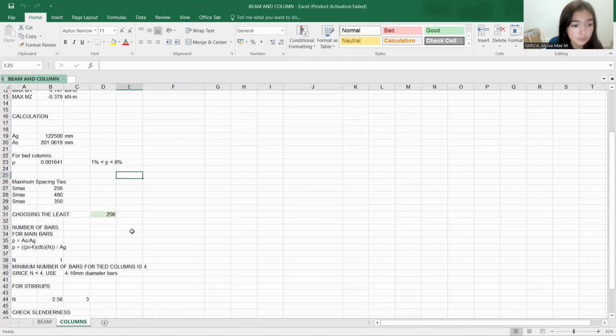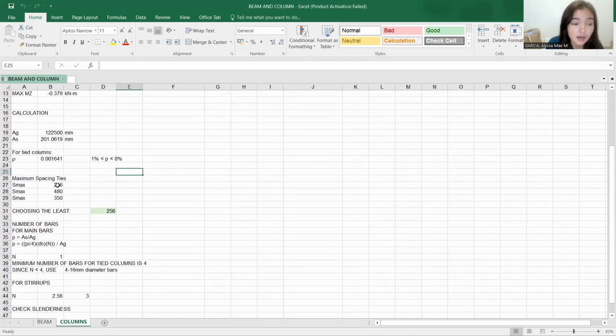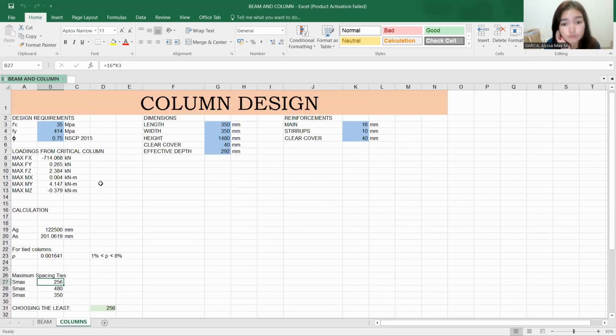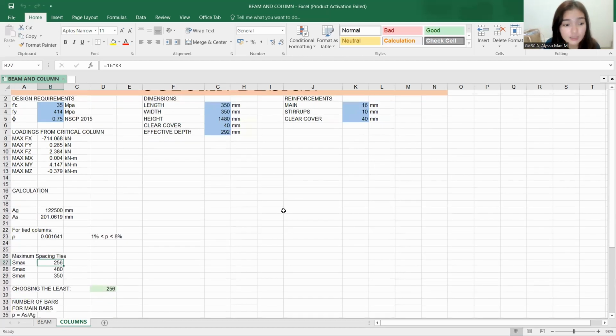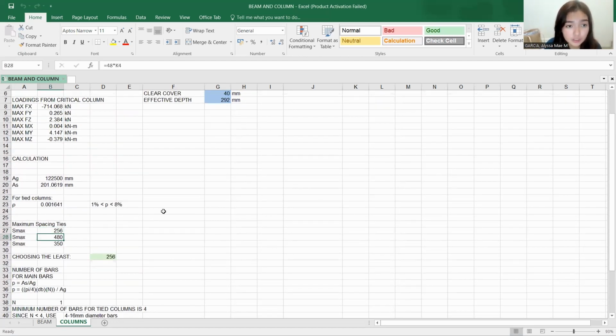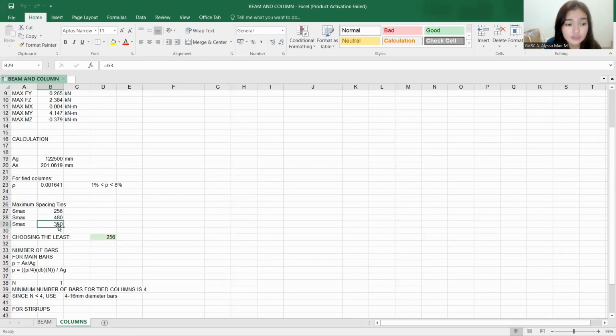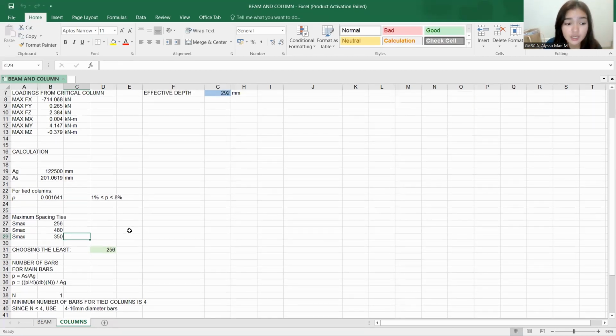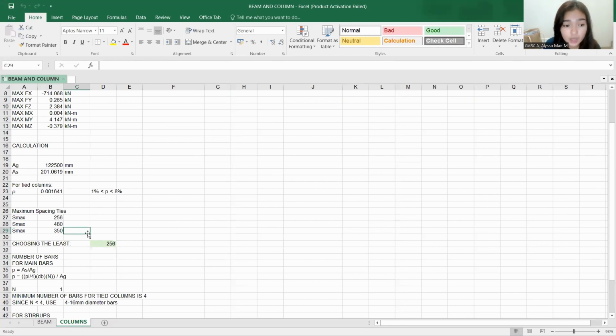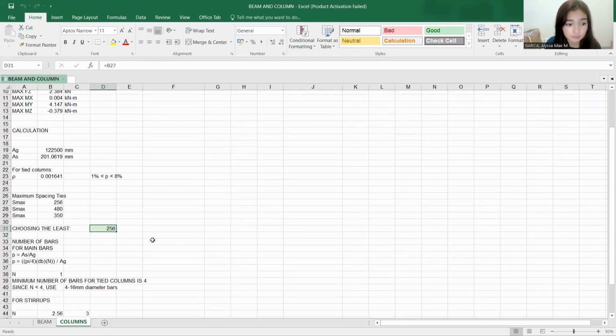Next, we have the maximum spacing for ties. This was based on NSCP 2015 as well for the S-max. The first S-max is 16 times the diameter of the main reinforcement, which is 16. The second one is 48 times the diameter of the stirrups, which is 10. And this third S-max is the least dimension of the column, which is 350. By choosing the least among the three, we have 256 mm as the maximum spacing of the ties.